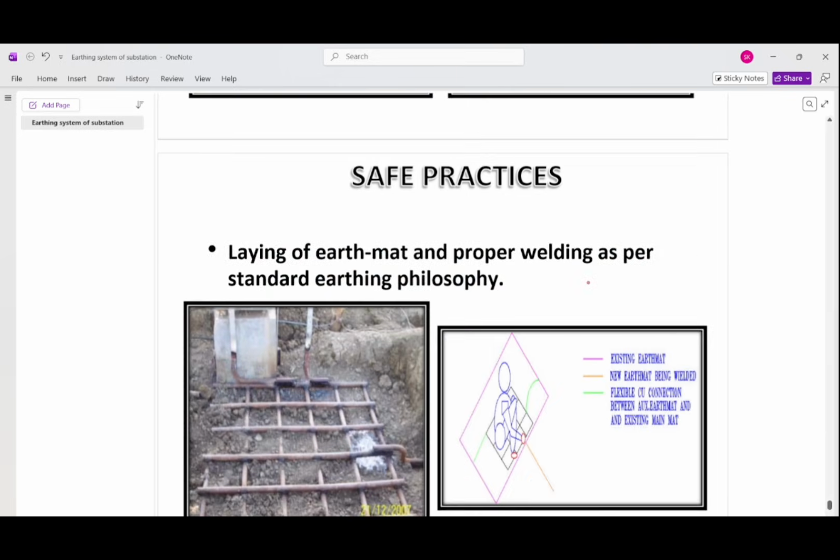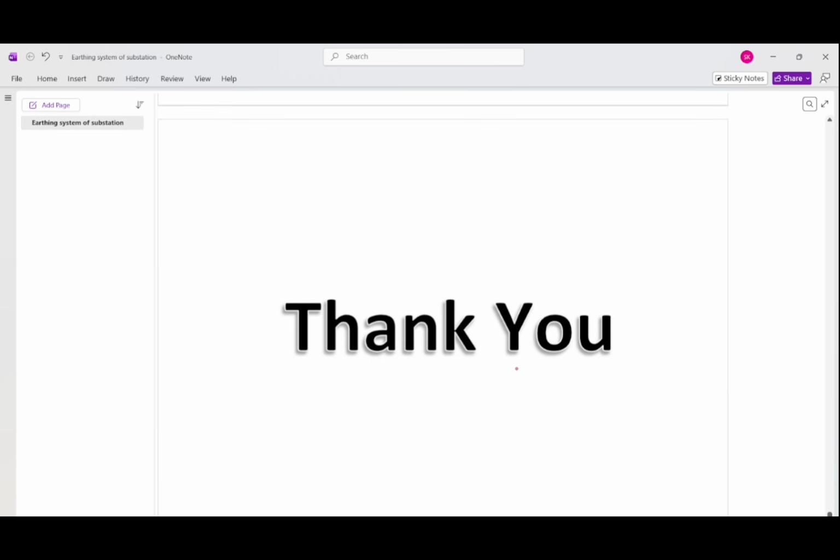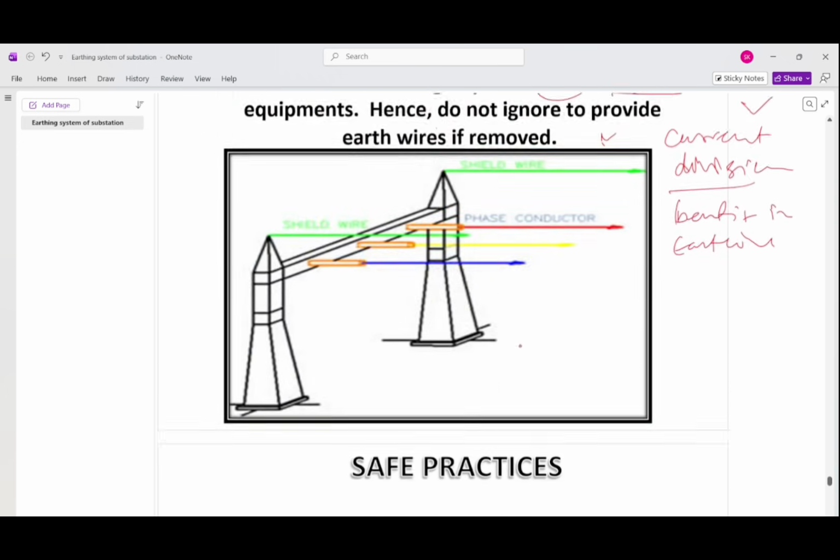Very important. Safe practice. For laying of the earth mat, proper welding as per the standard earthing philosophy is to be provided. So with the existing earth mat and new earth mat being welded, flexible copper connections between the auxiliary earth mat and the existing earth mat. So these weldings, exothermic welding or whichever we have confirmed during the detailing, shall be provided. So this was the safe practice for earthing installation maintenance.